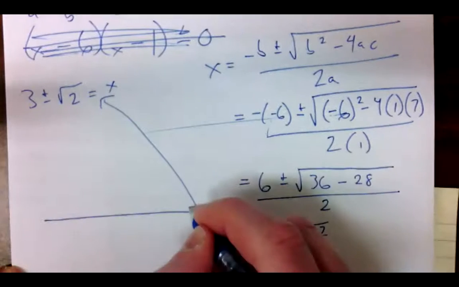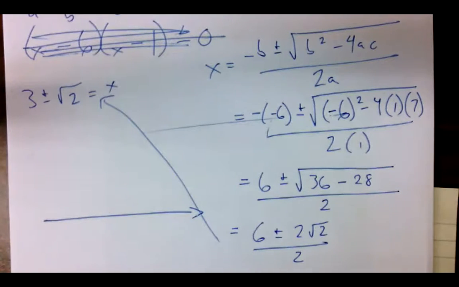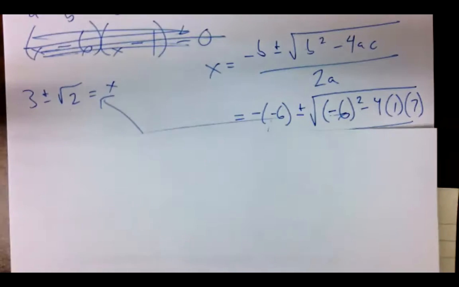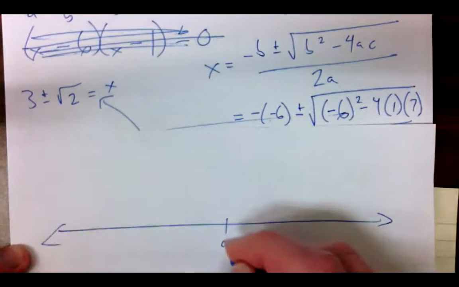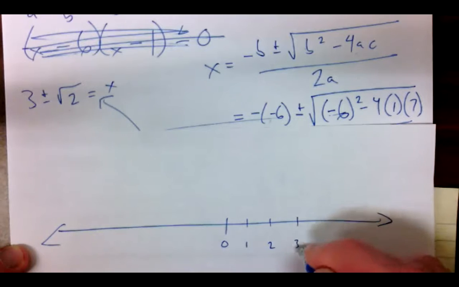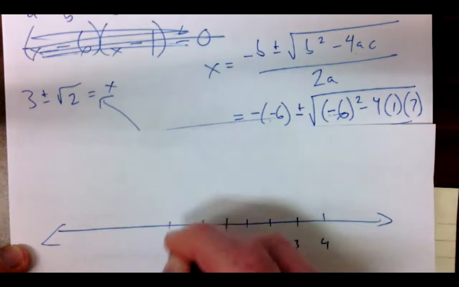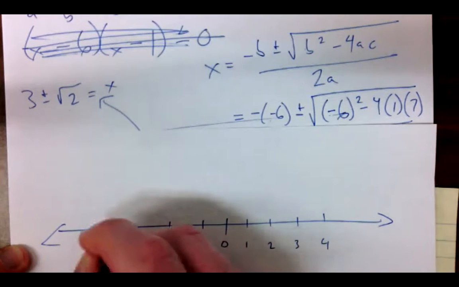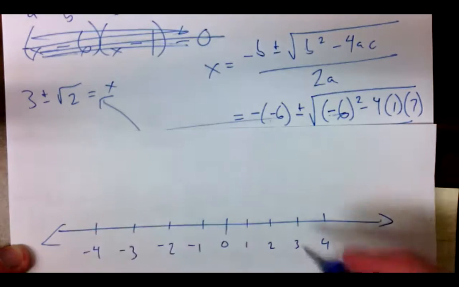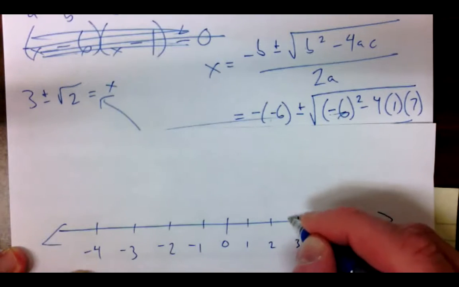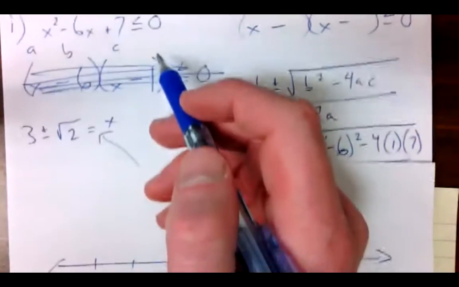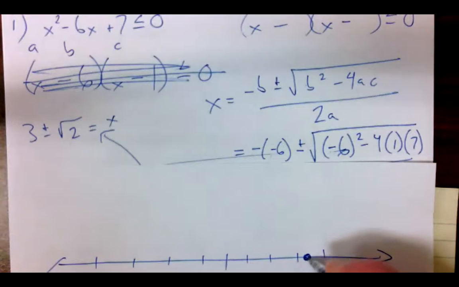So when we do our number line, you know what, I'm going to do a separate piece of paper because this is just kind of dumb. So when we do our number line, we have 0, 1, 2, 3, 4, -1, -2, -3, -4. 3 plus or minus root 2 is going to be just on this side of 3 and on this side of 3. And this was an equality, so it's going to be shaded in. So just somewhere before and after is fine.